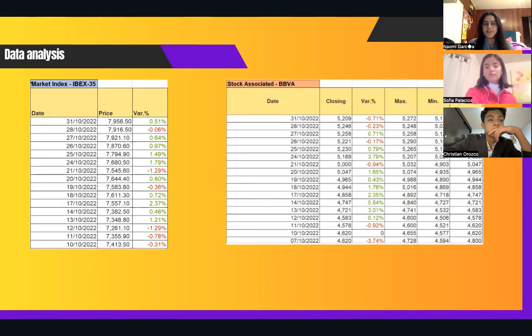First, we need to gather the data. We require the daily prices of the stock index and the associated stock for a period of 1 year, and we chose the stock index IBEX 35, the main benchmark stock index of the Spanish stock market, and BBVA for the stock.